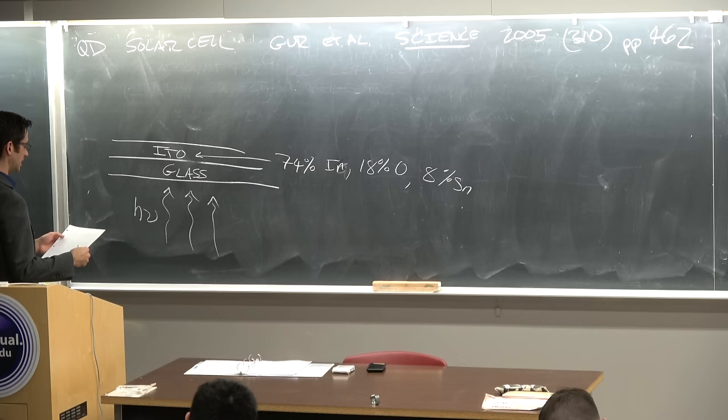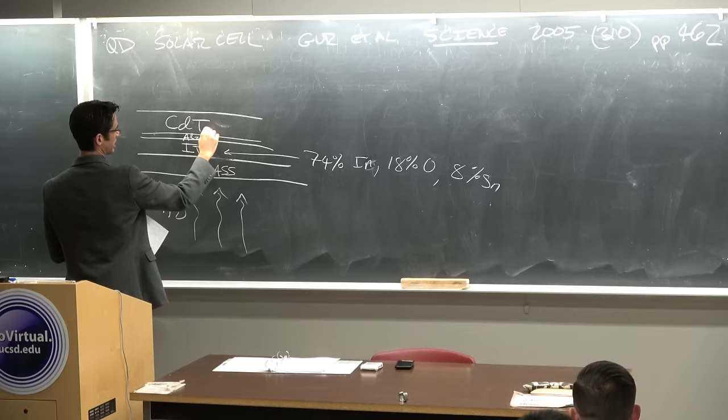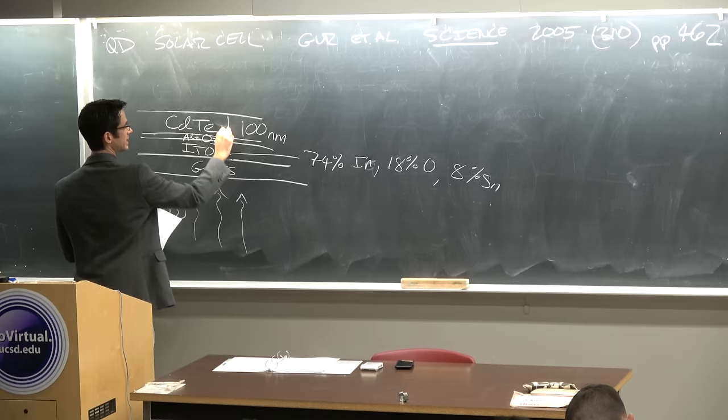Then you have a really thin layer of Al2O3. Then you have your quantum dots and your semiconductor nanocrystals. You have cadmium telluride nanocrystals, a 100 nanometer thick layer.